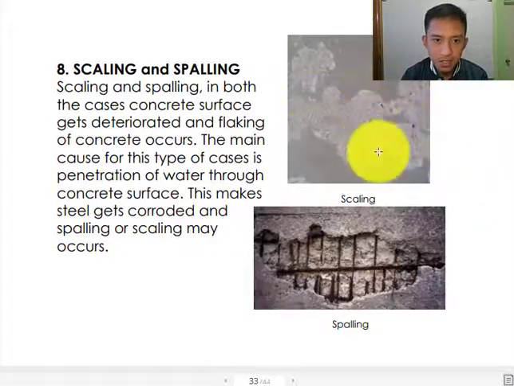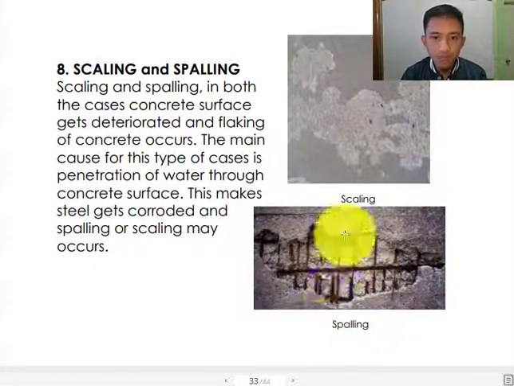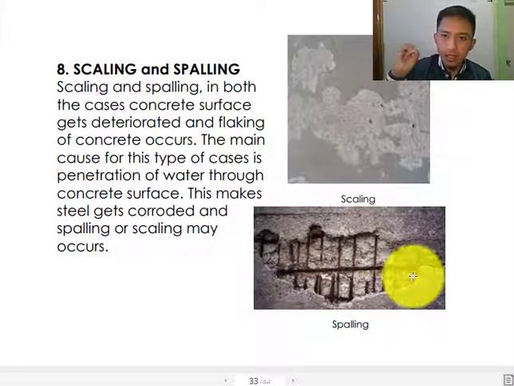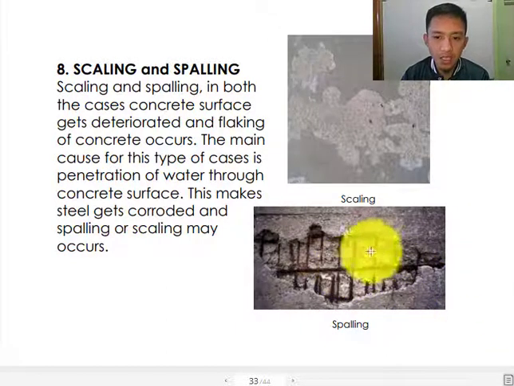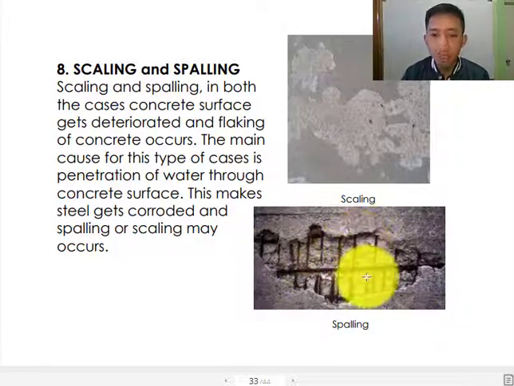So this is just like your blistering and delamination, this scaling on top. But spalling is actually due to the reaction of the reinforcement with the water that is passing, or that is entrained in the concrete itself.